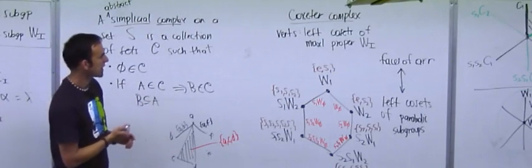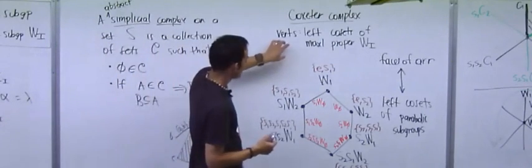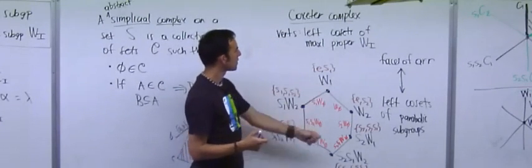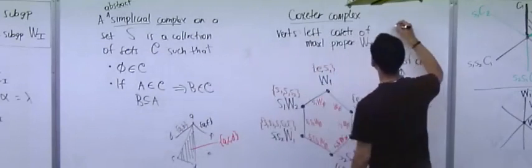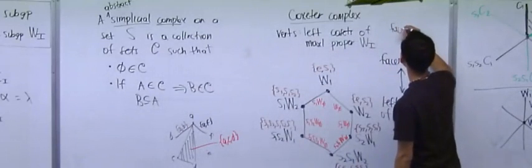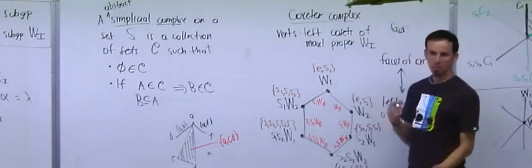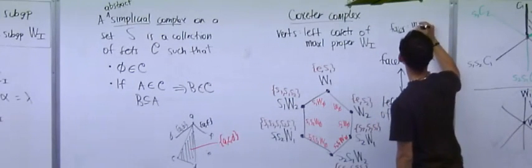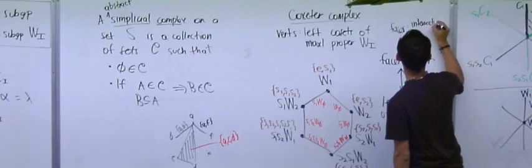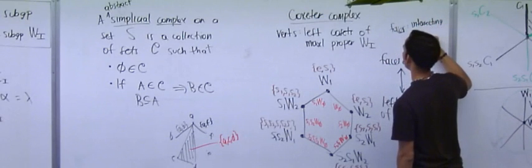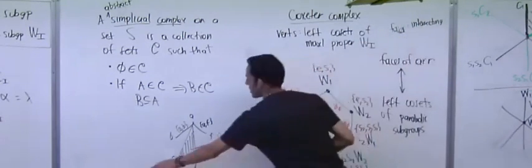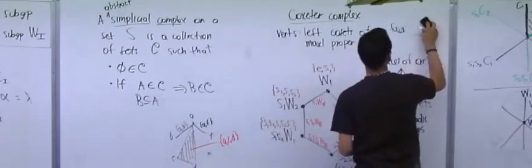But the point is that the Coxeter complex I can define as the vertices are the left cosets, and I have a face if and only if my set of vertices intersects. So intersecting sets of vertices that intersect.